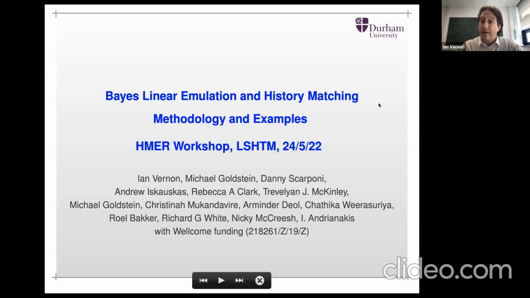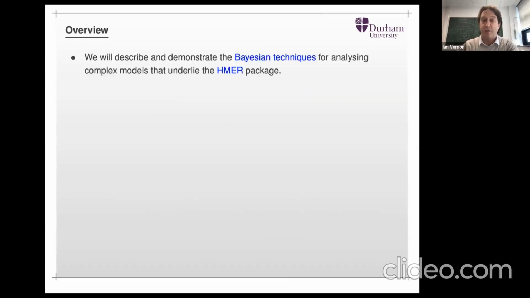I'm going to talk about the Bayes linear emulation and history matching, the methodology behind this stuff, and then give you a few examples of it working and doing its thing. So I'm mainly going to focus on the concepts and why we think this is a good idea, because there are, we think, interesting ideas behind this, and we just want to give you a little taste of this before you then actually get on to using it.